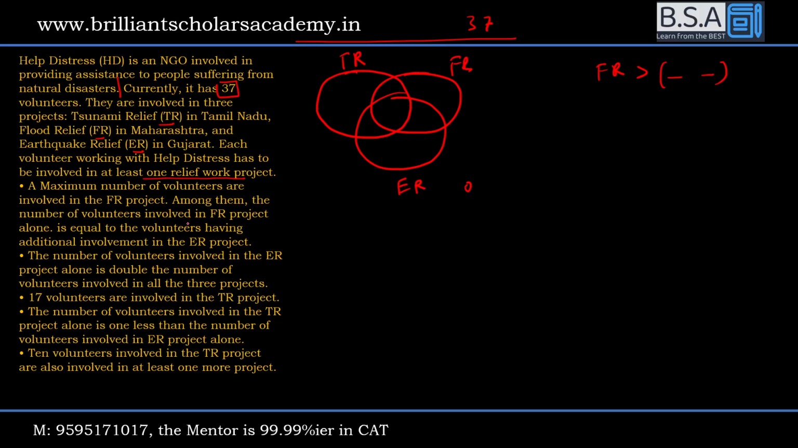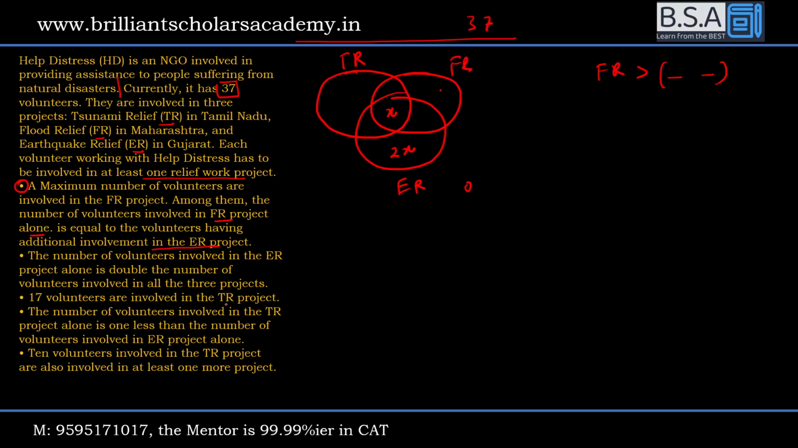Among them, the volunteers involved in FR alone is equal to the volunteers having additional involvement in ER project. So FR alone is equal to FR and ER. We'll come back to this. The number of volunteers involved in ER alone is double the number of volunteers involved in all 3. If the value in the middle is X, ER is 2X.